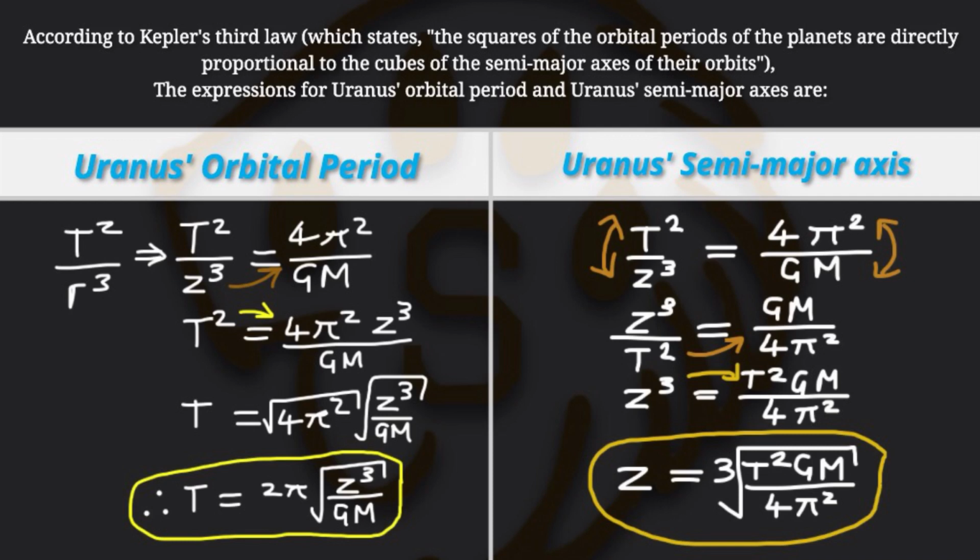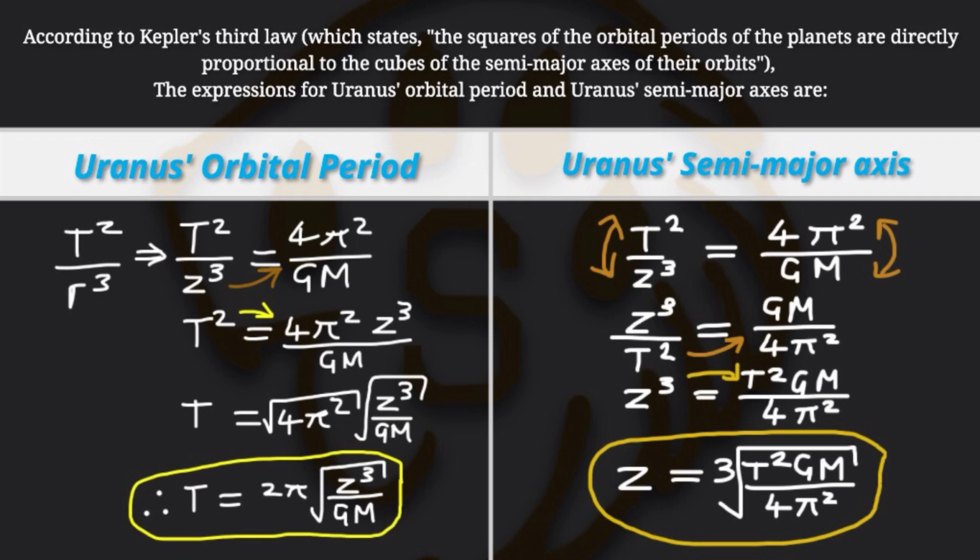But what we are focusing on is what is encircled in yellow. I'm not sure if we call them circles or loops or whatever they are, just those boundaries that encircle the expressions that you see, one with T as the subject of the formula, which is the orbital period, and the other one with z as the subject of the formula, which is the semi-major axis. Don't be confused by the r and the z. It's basically one and the same thing in this case.